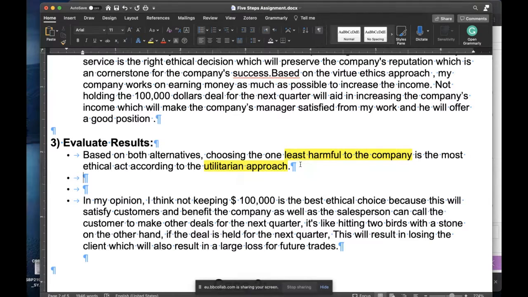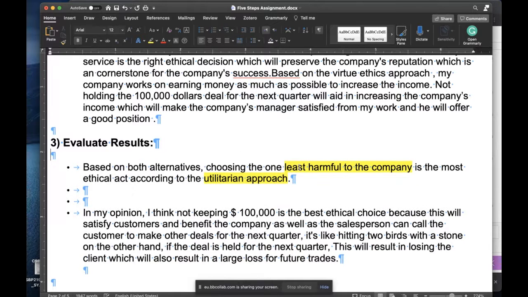Yes, but utilitarian. Come again? I wrote down the reason why. Yeah, but do you understand that doesn't match? But in here, how would you change this? How could you change it? The one least harmful to the company, and that will satisfy customers.